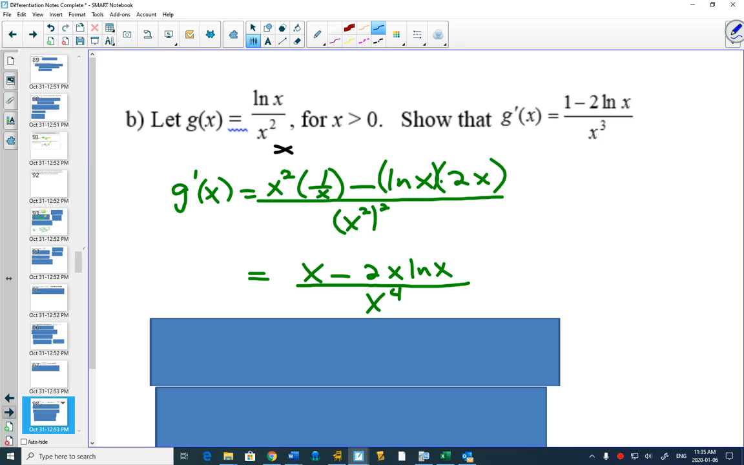And in a show that question, all the way through, you have to remember that what they're really doing is giving you a hint. That's what it's supposed to look like in the end.